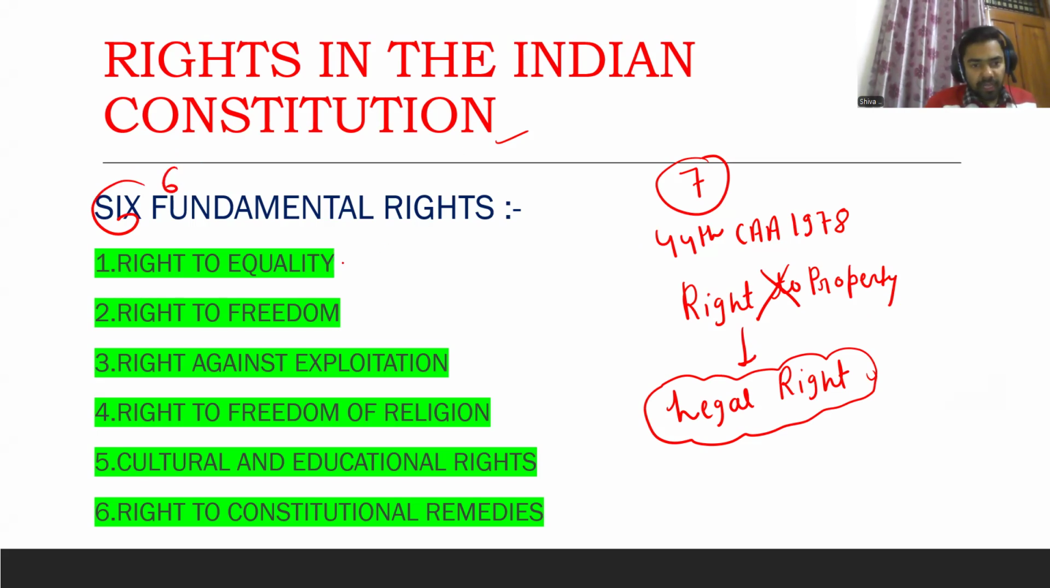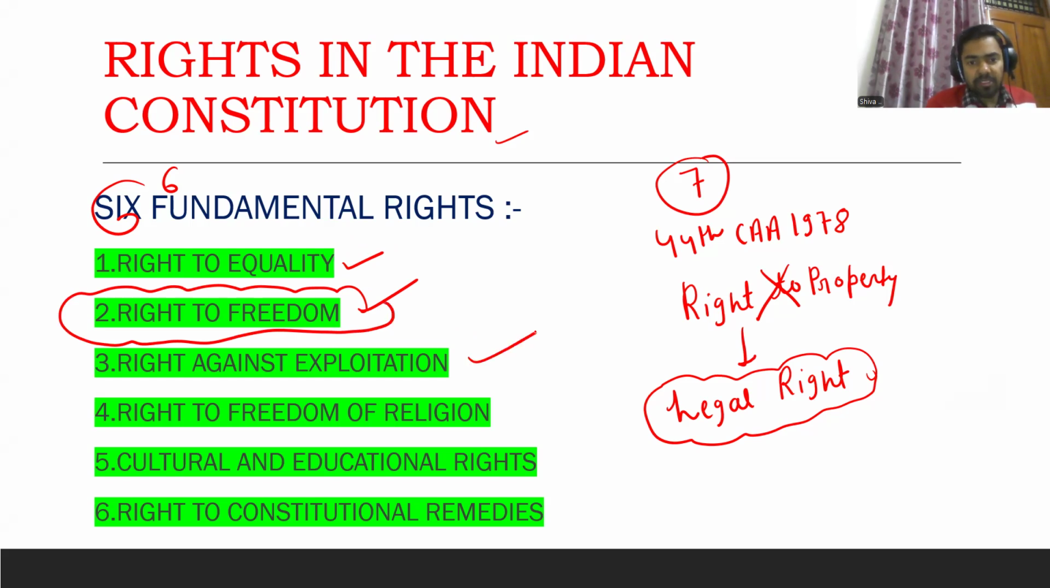These are right to equality. Right to equality includes Articles 14 to 18, equality before the law and equal protection of the law. Equality before the law has been taken from the UK Constitution and equal protection of the law has been taken from the USA Constitution. Then right to freedom, which we'll study in detail.